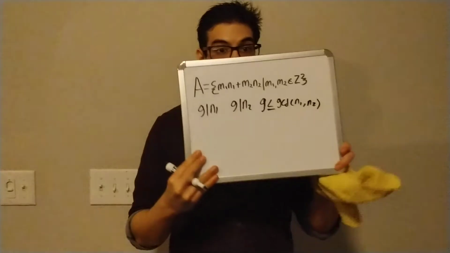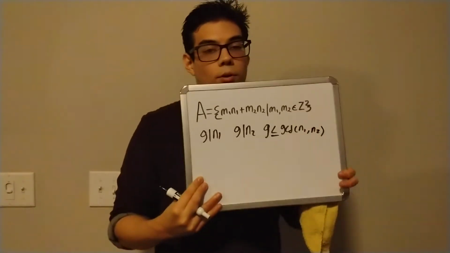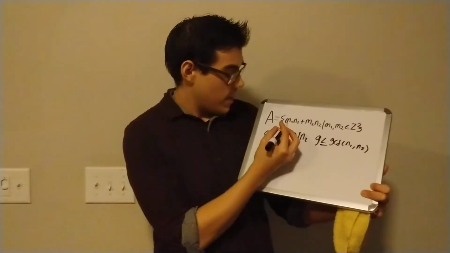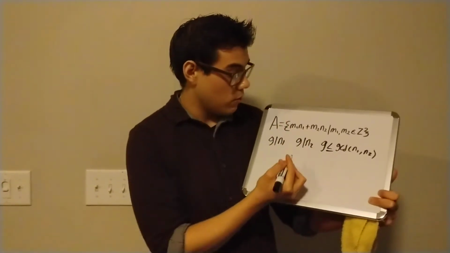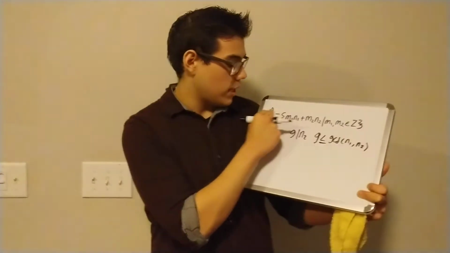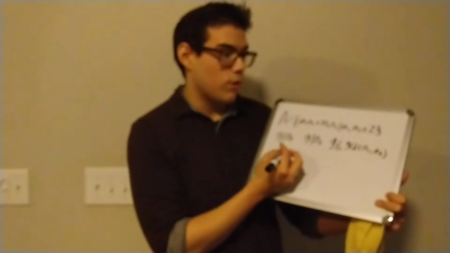Moving on to part 2, we need to determine the following: that g divides n1, g divides n2, and that g is less than or equal to the GCD of n1 and n2. We need to prove that. And this is much simpler than part 1. Does n1 exist within A? The answer is yes. If you make this 1 and you make this 0, you're going to get just n1. And we've already established that g is the smallest element in here, so that means g divides n1.